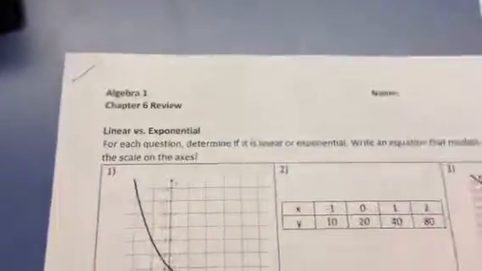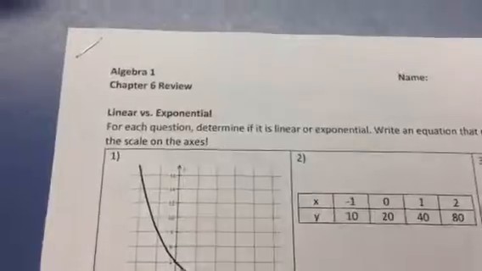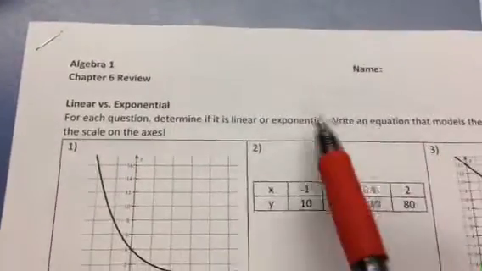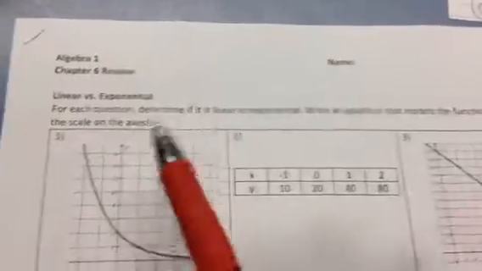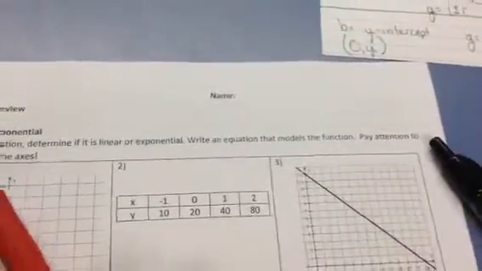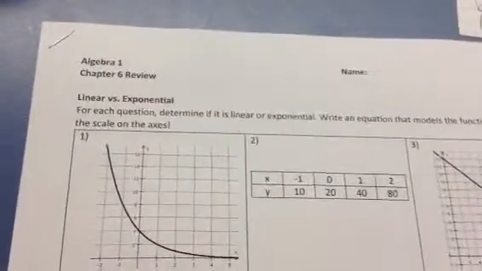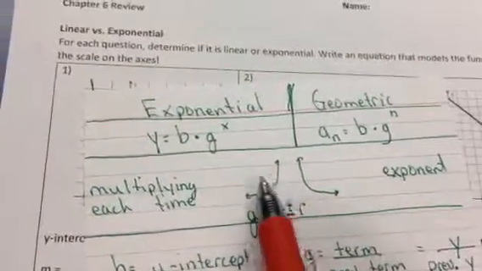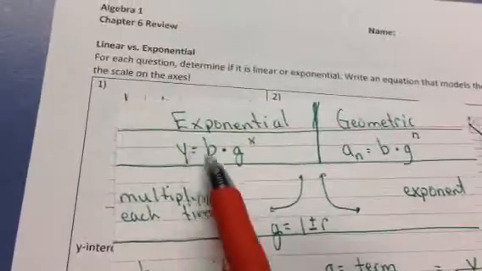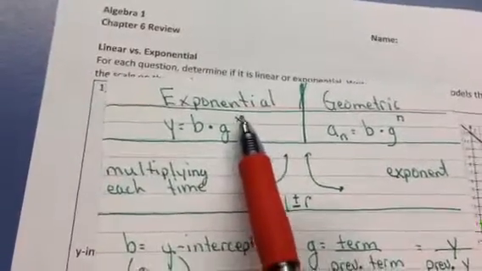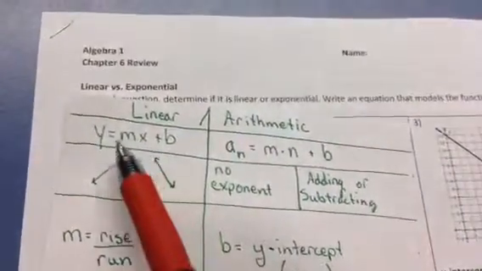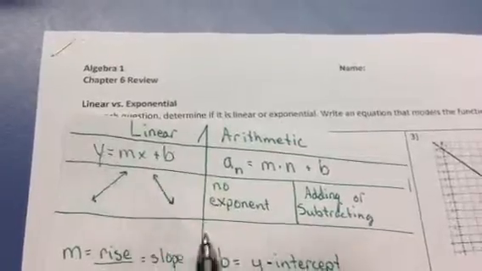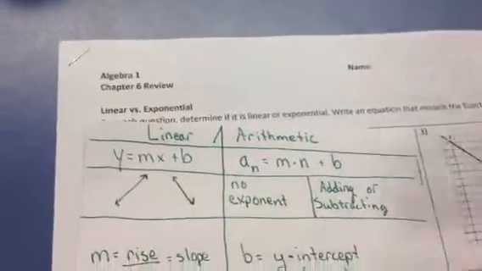Okay? So, make sure you read the directions, but it says for each question, determine if it's linear or exponential and write an equation that models the function, and pay attention to the scale on the axis, so you don't mess up. So remember, exponential multiplies each time. We note its shape. If there's an equation, the variable is an exponent, and in linear, it's y equals mx plus b. There's no exponent. And this is adding or subtracting.